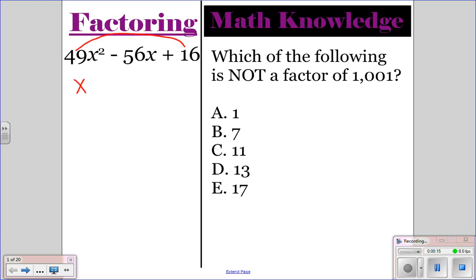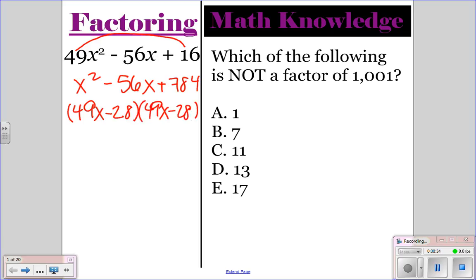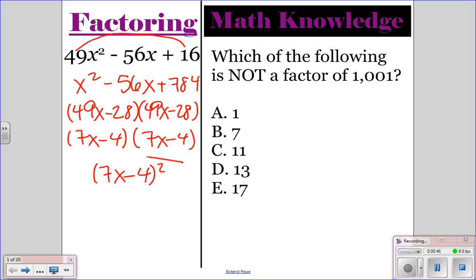And so you're going to have x squared minus 56x, and then plus 784. Make sure that you replace the 49 in front of your x, and the two numbers that you're going to want to use are going to be negative 28. And so we're going to have 49x minus 28 again. Both of these will divide by 7. And so we're going to have 7x minus 4 and then 7x minus 4, which we can write as 7x minus 4 squared. And so this would be your answer for the factoring.